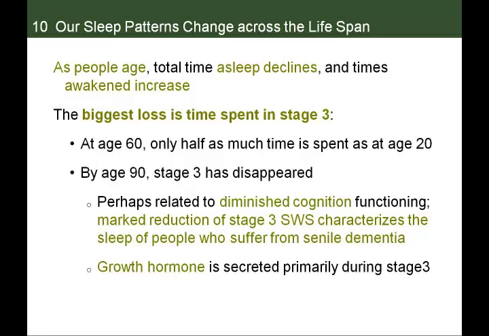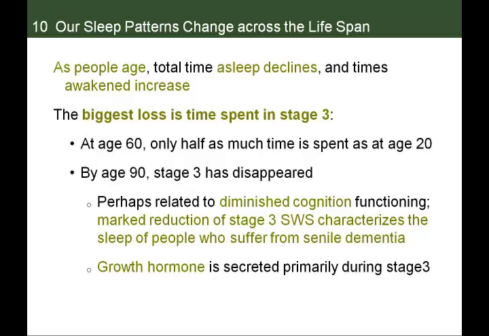As we age, we spend less total time in sleep, but the biggest loss as we age is in stage 3. We spend less and less time in stage 3. At age 60, we spend half as much time in stage 3 as when we were 20. At 90, stage 3 is completely gone. Now remember that it's during this stage that growth hormone is being released.